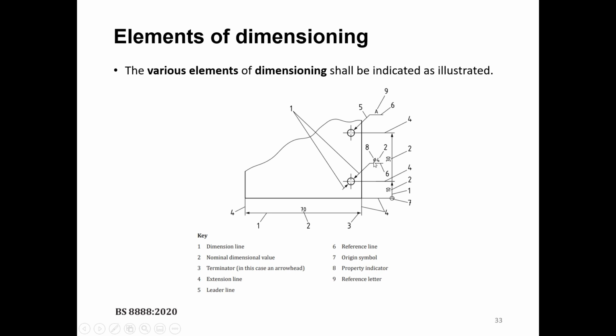Number eight is the property indicator. Sometimes you need to say that this is a radius or this is a diameter and so on. And number nine here is a reference letter. So you might just need to include some text here related to this feature.